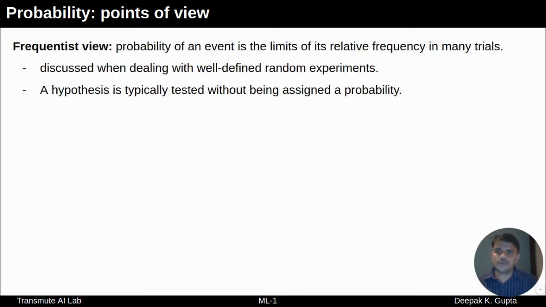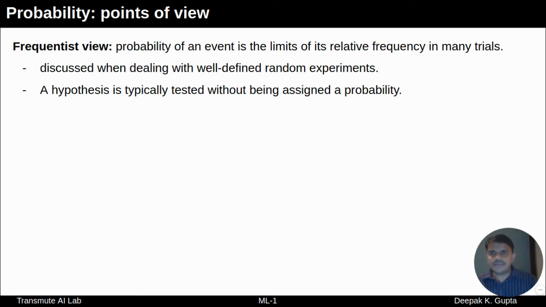Now, there are two different points of view when we talk about probability. One is the frequentist view. And what is the frequentist view? Frequentists look at the probability of an event as the limit of its relative frequency in many trials. A frequentist will always look at the results of an experiment. They will perform the experiment several times, they will look at the results, and based on the results only, a frequentist will assign the probability. I'll be explaining this with another example, but let's first try to understand the formal definition of this.